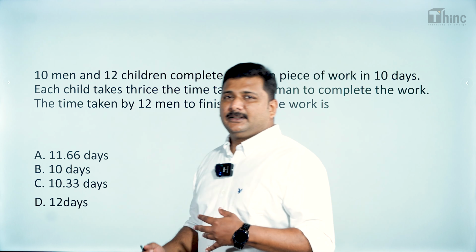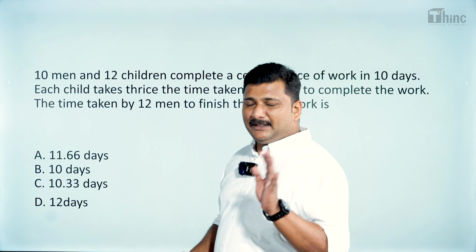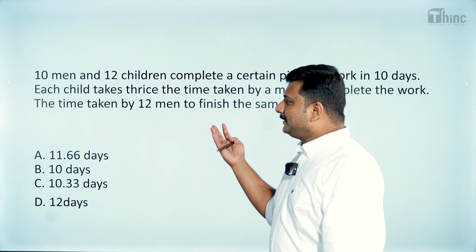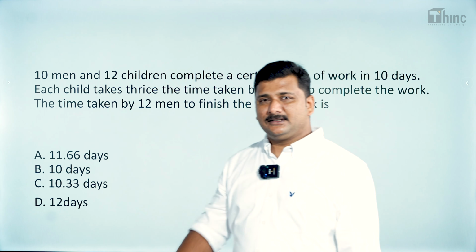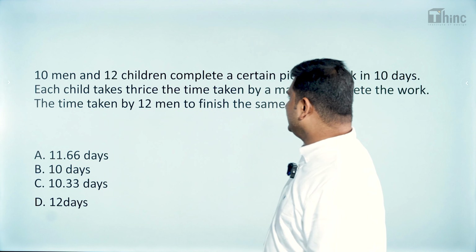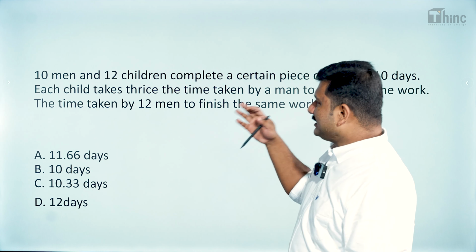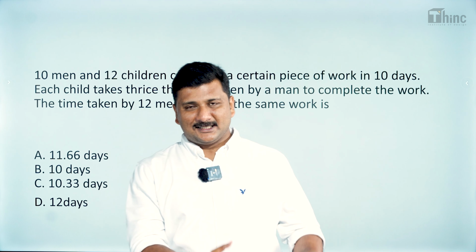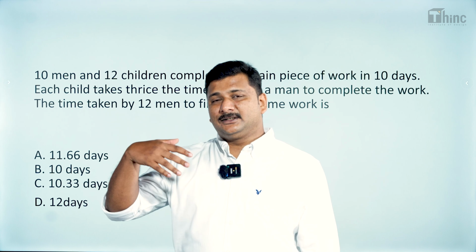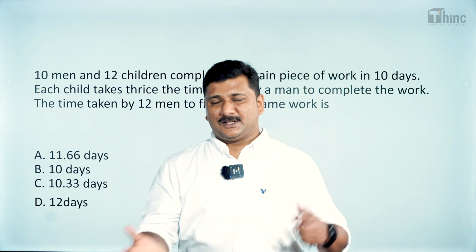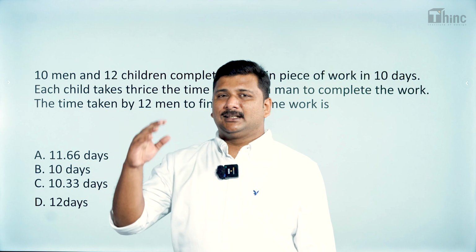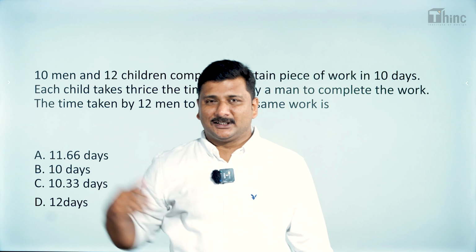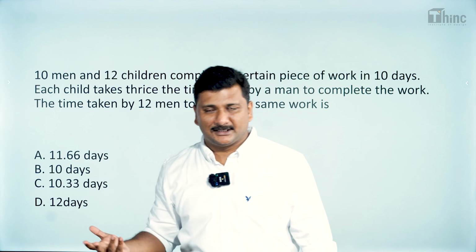That means if I send one child, he will take thrice the time taken by a man. So instead of one man, I have to send how many children? I have to send 3 children, right? Because a child takes thrice the time taken by a man. For example, if a man is doing 30 units in a day, a child will take 3 days, thrice the time. So if a man in one day will do 30 units, a child in one day does only 10 units because a child takes 3 days to do 30 units. So 10 plus 10 plus 10 will be 30.